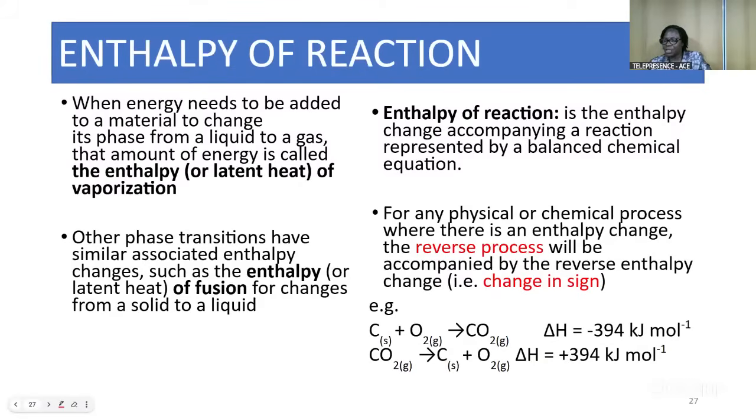What is the main difference between entropy and enthalpy? Okay, entropy is a measure of disorderliness. Enthalpy is a measure of amount of energy. I think that is simple enough. So enthalpy is about energy, entropy is about disorderliness.